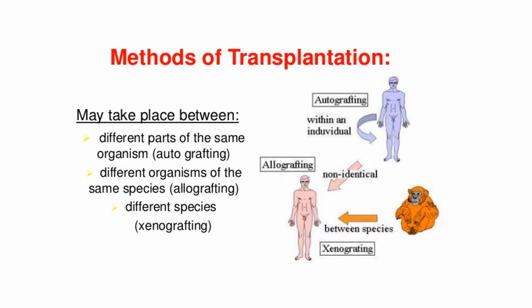Okay, then we have allografting, which is within the same species, which is hard to think of, but yes. So allografting is between people of the same species, and xenografting is from different species. So, for instance, the pig valves that are sometimes used for patients who need valve surgery often come from pigs, and so that would be an instance of xenografting. Okay.